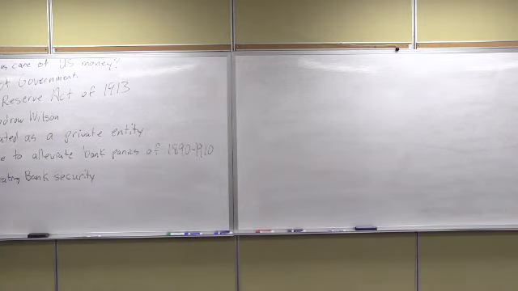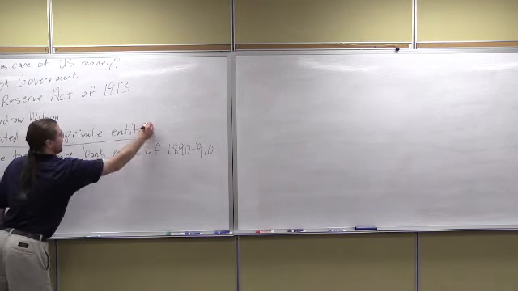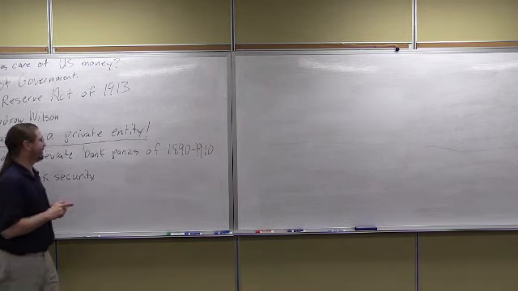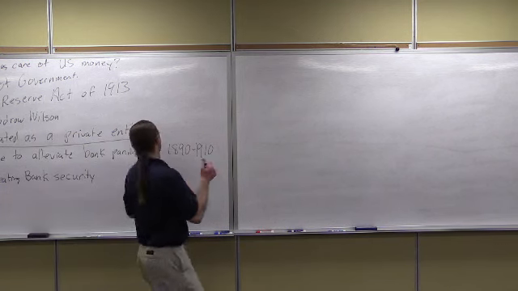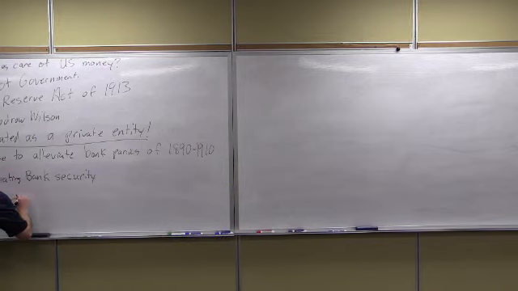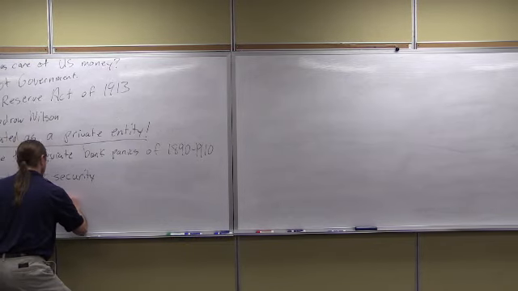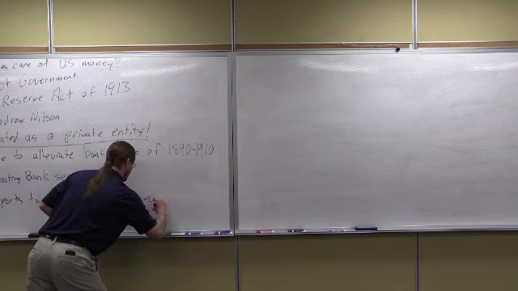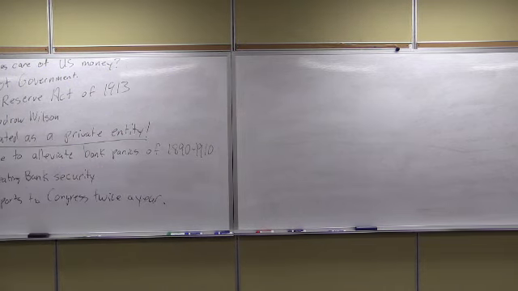All right, so this was the biggest thing, right? The private entity gave the power to print money away. The Fed now has that power. They did build a couple of caveats into it, right?